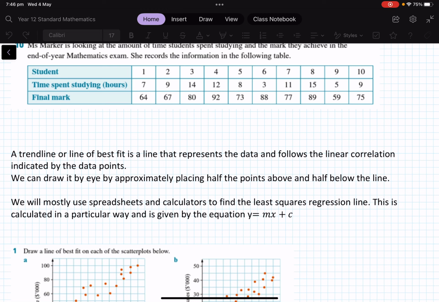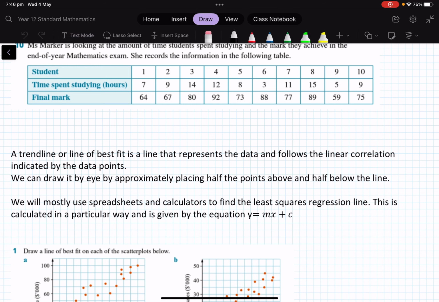So I'm just giving you a quick heads up about line of best fit, sometimes called trend line, as in what's the trend of the data, or line of best fit. Now, we are going to look at a particular way of doing it using an Excel spreadsheet and then using the calculator. I'll leave two separate videos for those examples, just short ones. But this one, we just want to have a look.